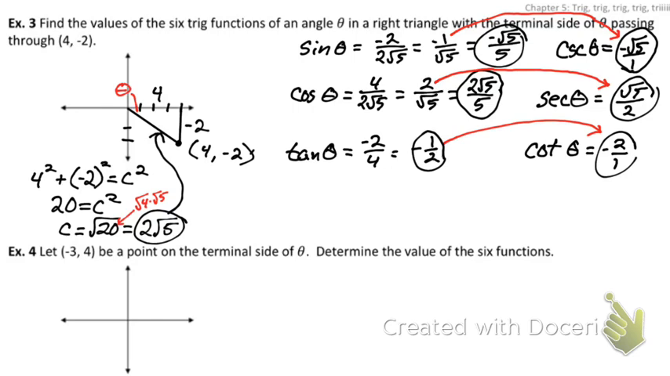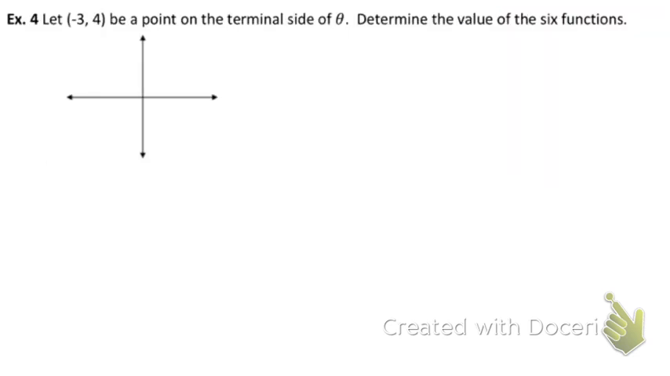We all okay with what happened here? Okay. Our next one, we're supposed to plot the point -3, 4. So -3, 4: 1, 2, 3, up 4: 1, 2, 3, 4. That point right there is -3, 4.